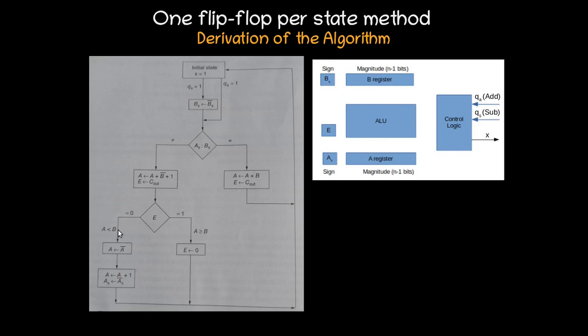So in that case, if we are performing A minus B, what will happen? The content of A will not be in the correct form, because in our case we have to use a sign magnitude representation, but this will be in a 2's complement form. So what we have to do is find the 2's complement of A. But in the case of our ALU, we cannot find the 2's complement of a single register.